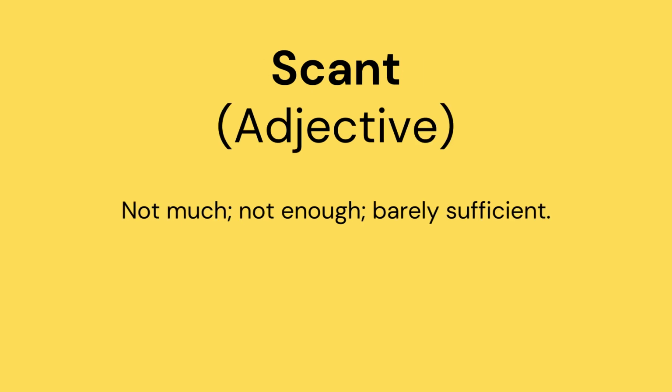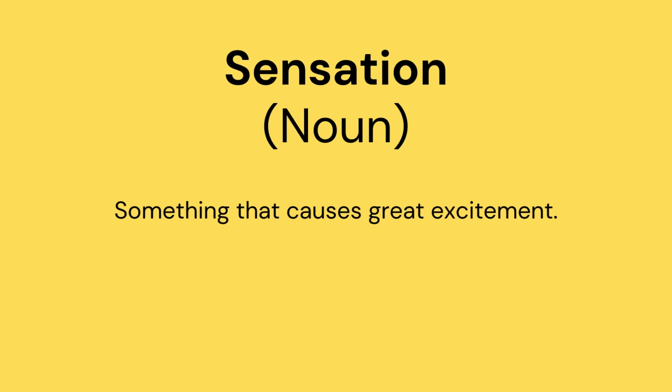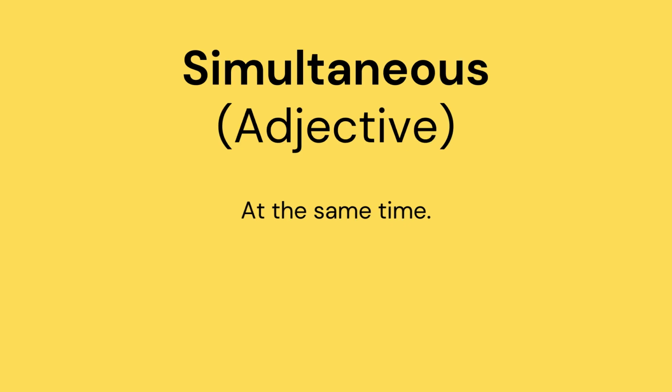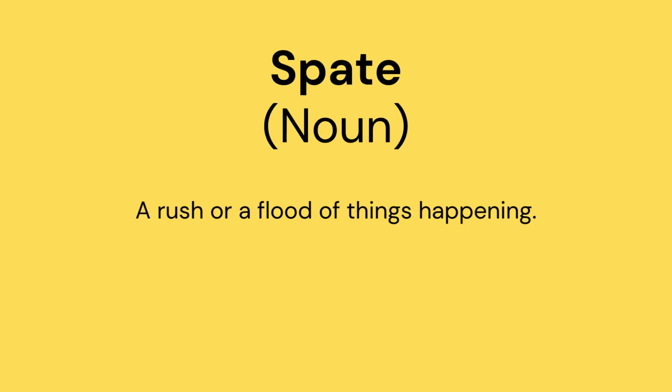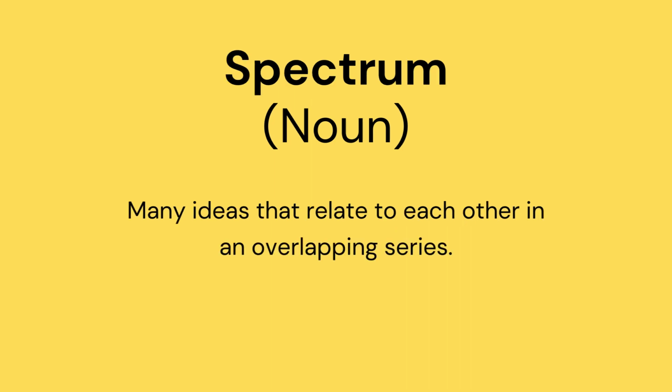Scant is an adjective and it refers to not much, not enough, just barely sufficient. Sensation is a noun, something that causes great excitement. It can also refer to feeling. Simultaneous is an adjective meaning at the same time. Spate is a noun and it is a rush or a flood of things happening.